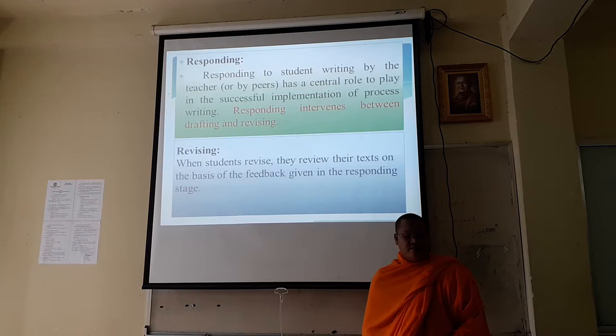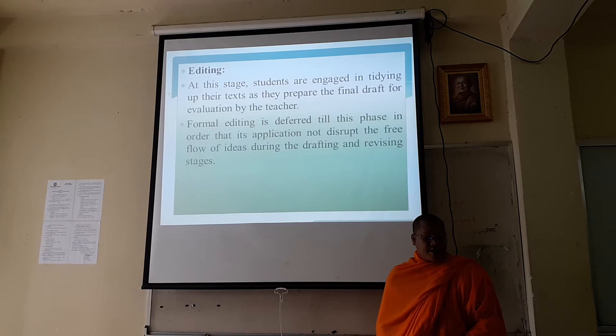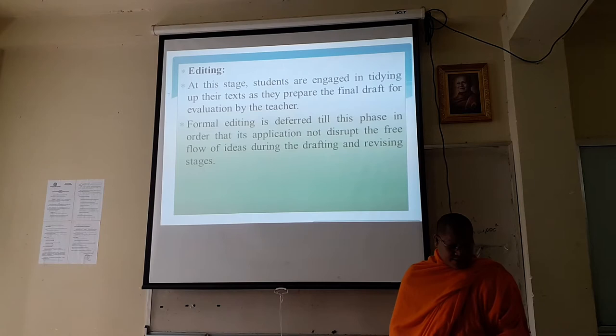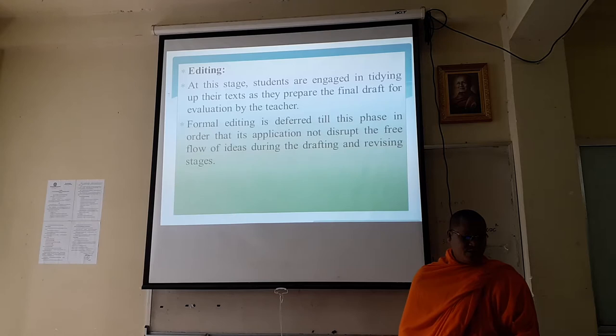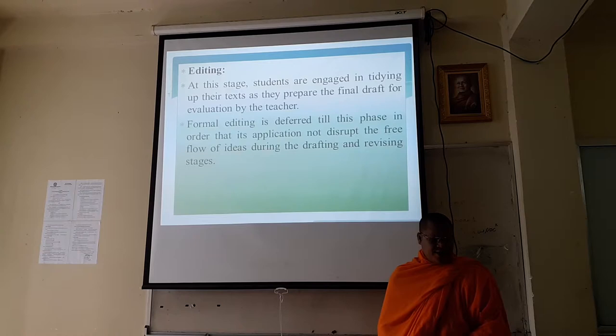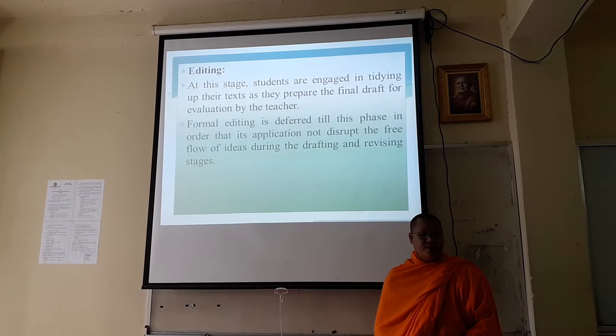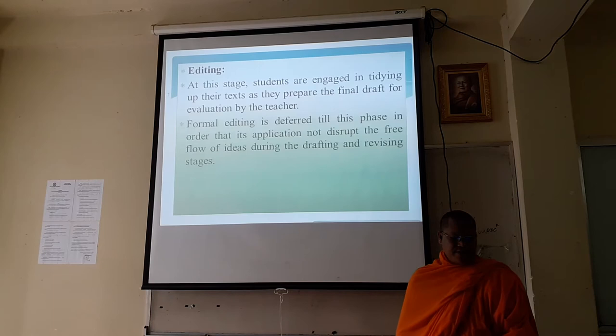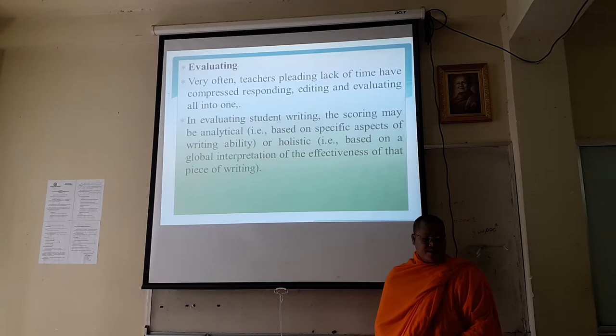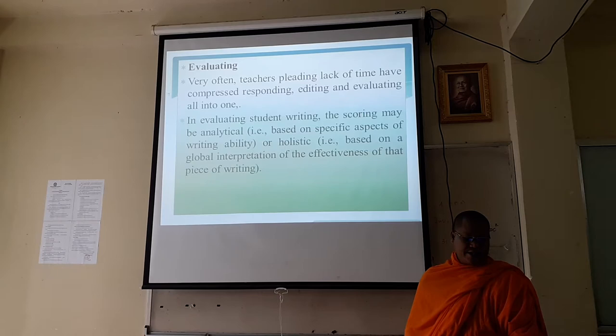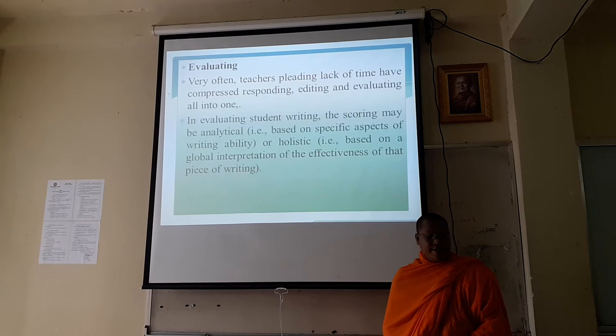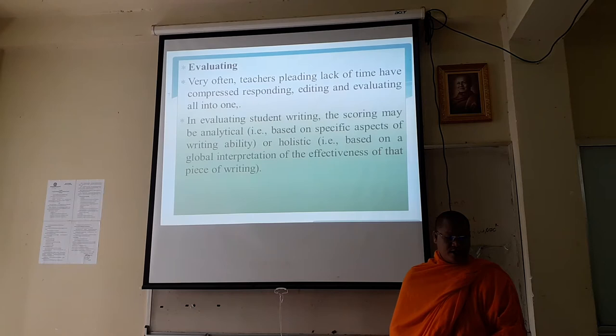Next, editing. At this stage, students are engaged in tidying up their text and they prepare the final draft for evaluation by the teacher. Formal editing is deferred until this stage, in order that its application does not disrupt the free flow of ideas during the drafting and revising stages. Next, evaluating. In evaluating student writing, the score may be analytical, based on specific aspects of writing ability, or holistic, based on a global interpretation of the effectiveness of the piece of writing.